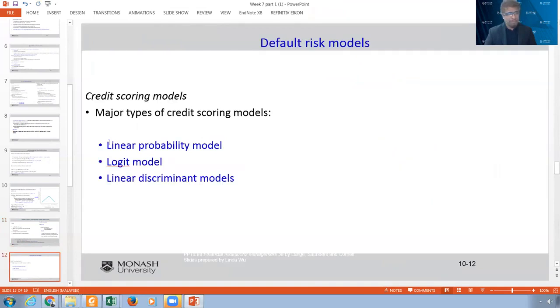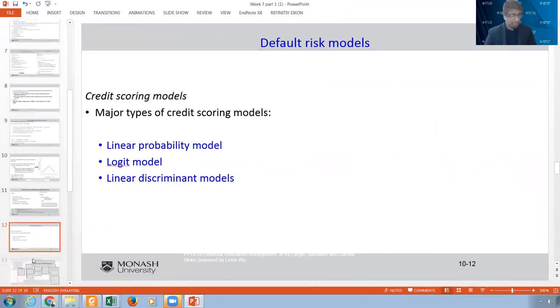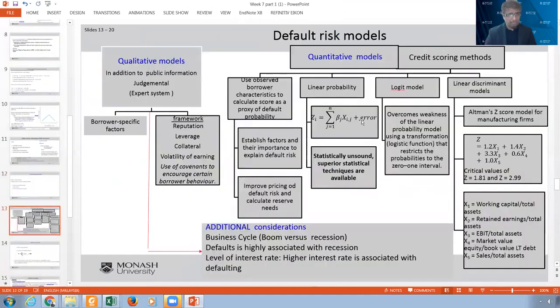We have three models: the linear probability model, the logit, and the linear discriminant model. These are all credit scoring models. We have talked about credit scoring, but here we are not talking about personal loans; we are talking about business loans using the balance sheet.